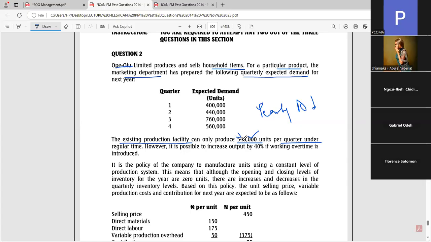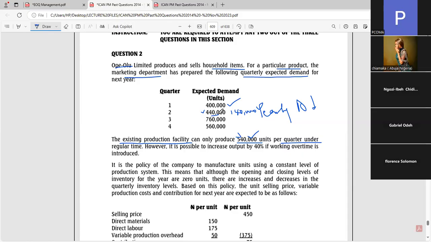Now, if I can produce 540 and my demand is 400, that means that I can meet up with my demand here. And if I meet up with my demand, I am having a closing stock of 140. Does that make sense now? In the second quarter, I will still produce 540 again. That 540 plus my 140 is 680. It means that I can still meet up my demand. That's 680 minus 440. Who can do that for me?